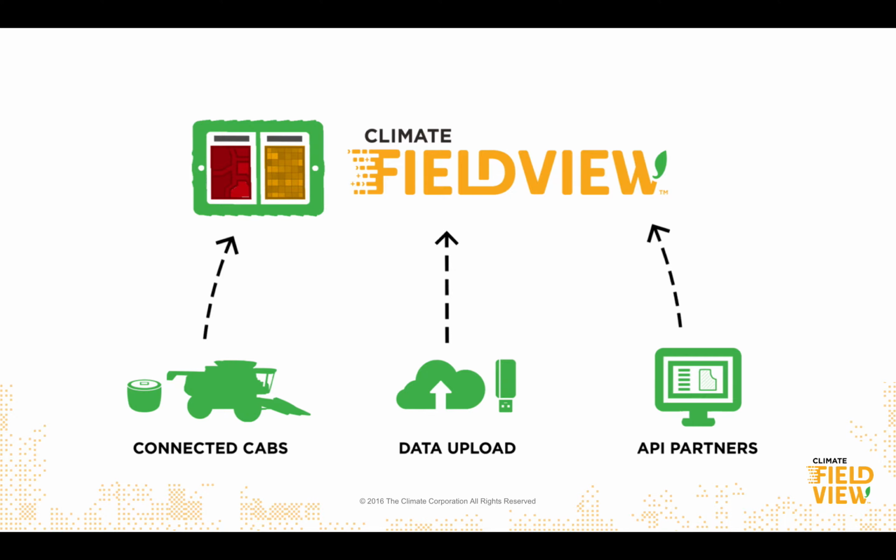We can do it through connected cabs, where we are collecting data in real time as we pass through the field. We can do it through our API partners, where other third-party software systems are able to pass data into the FieldView platform automatically. And we can also move data by uploading it manually from a data stick that comes out of a monitor, or from another third-party software system that may be holding some of our historical data.